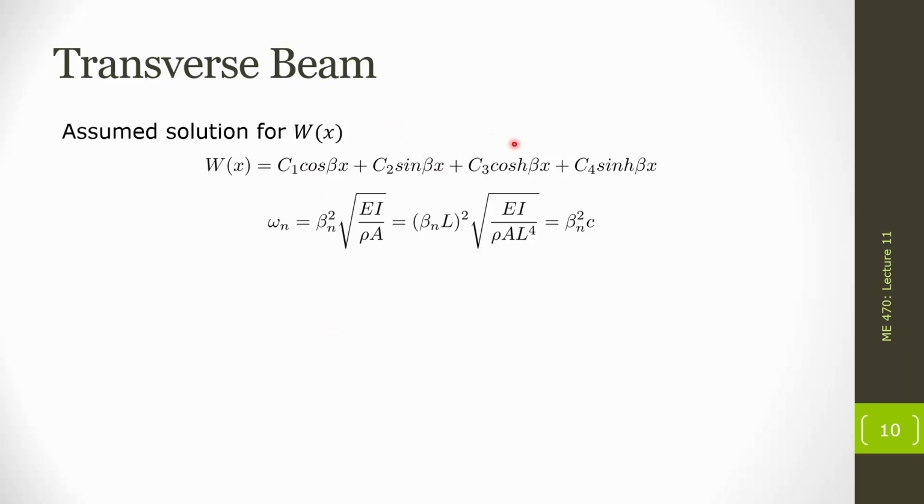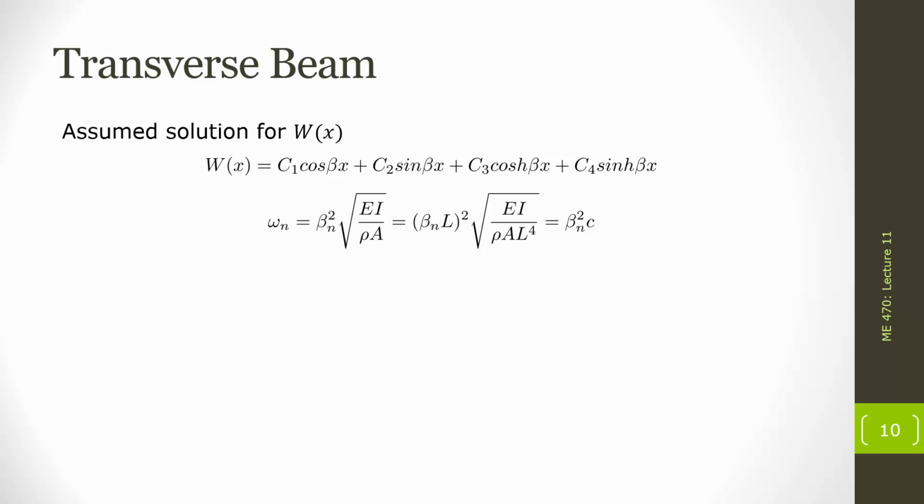So 4 terms and 4 amplitudes, 4 unknown constants, C1, 2, 3, 4, that we are going to be able to solve, or at least work through, using our boundary conditions. And we're going to be seeing that the natural frequency, in the end, when we work through this a little bit, the natural frequencies are going to be related to these betas that we find. So the beta squared times c is going to give us our natural frequencies.